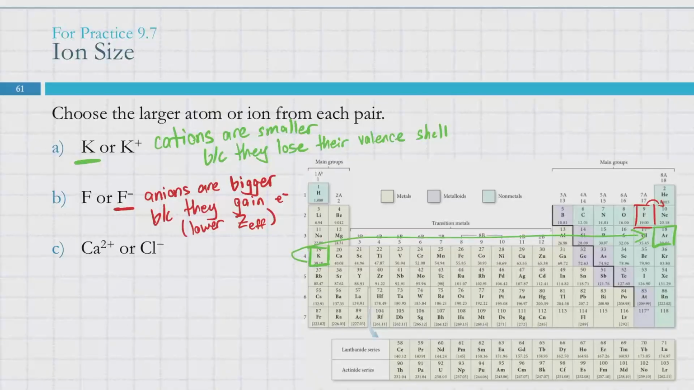And then we've got calcium, but as a 2+. And we've got chloride as a 1-. So these have argon electron configuration. Which one is going to be larger, the calcium ion or the chloride ion? Ca or Cl? It is going to be chloride.